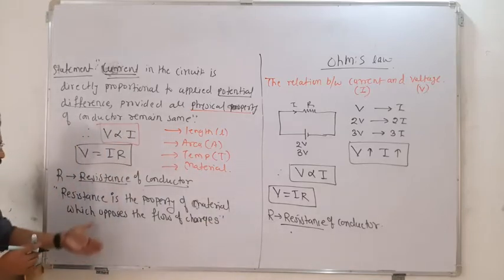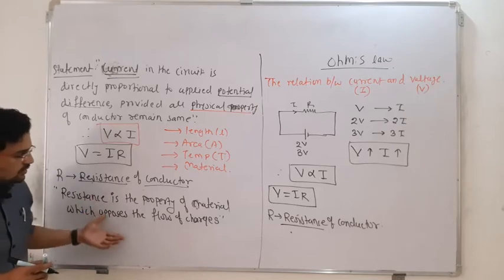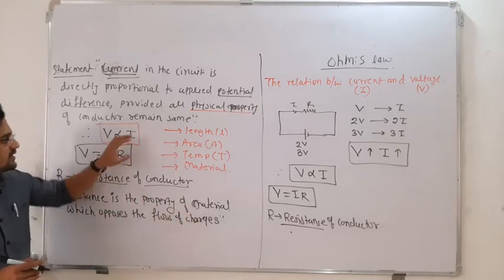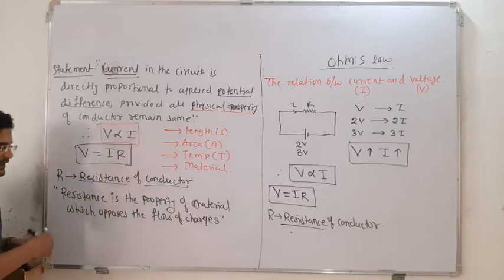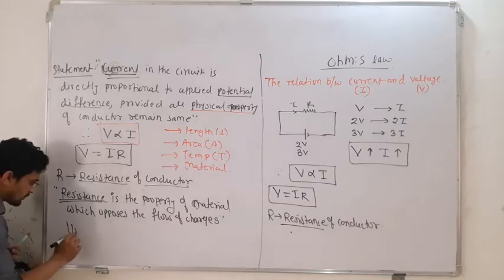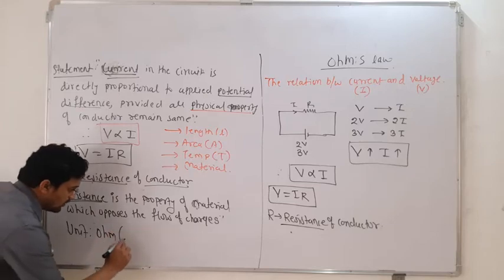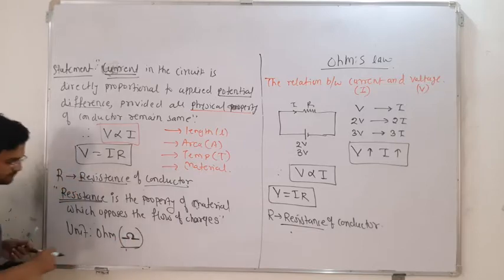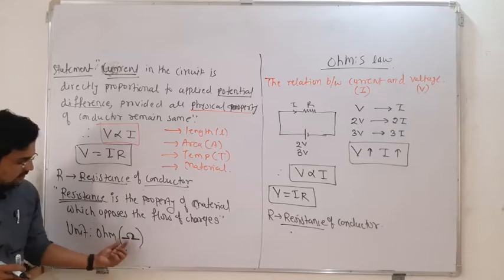So it is the opposition offered by the material to the flow of charges, because electrons in the conductor do not move easily. They face certain hurdles, and that hurdle is nothing but resistance. And it has a unit. The unit of resistance is ohm, and symbolically it is represented by this Greek symbol. So remember this symbol.